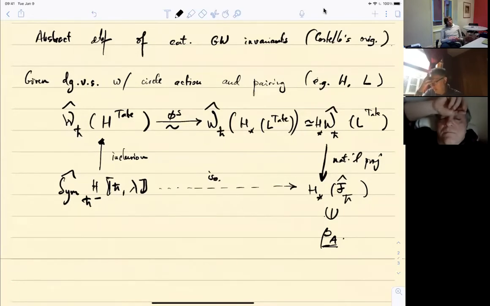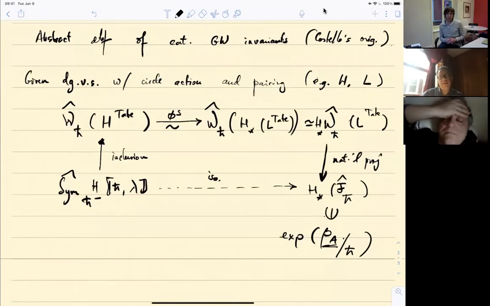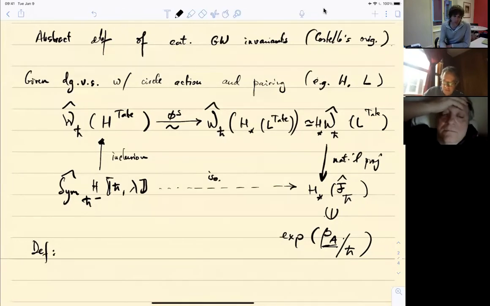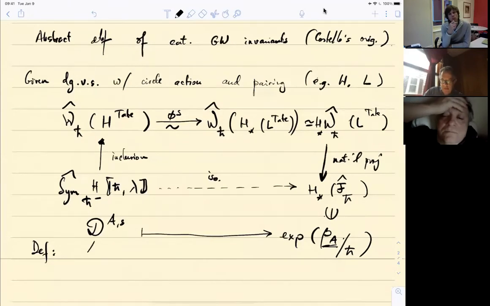I need to correct myself. If I want the element in the homology of FH bar, I need to take this element. Beta A was a solution of the Maurer-Cartan equation, and the way I went from solutions of Maurer-Cartan equations to homology classes, I took this exp of beta A over H bar. Well, the definition is that this potential, the full descendant potential of the pair algebra A with splitting S, is the unique element which maps to that guy.